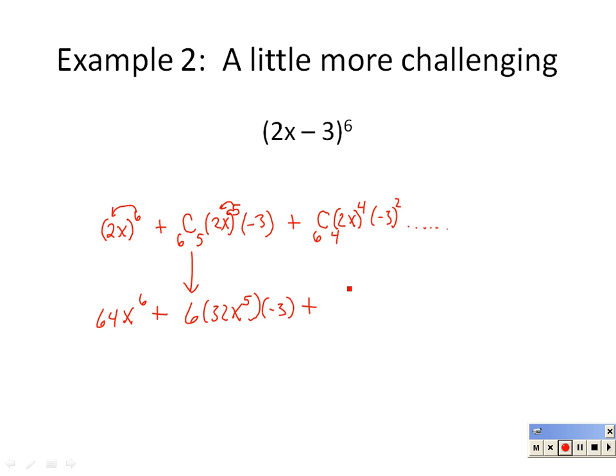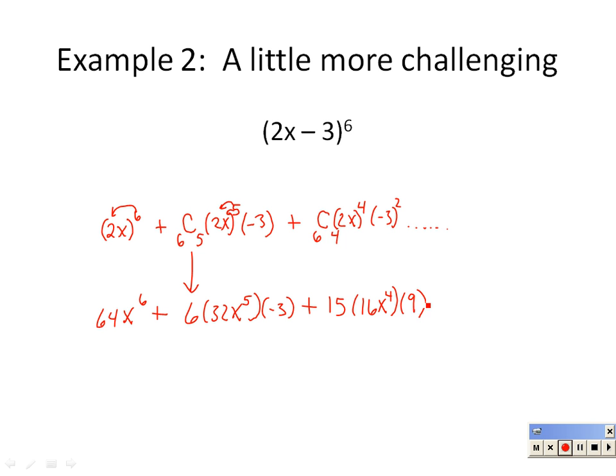Next, we have a combination of 6 and 4. I believe that's going to be 15. And then we have 2x to the 4th, which is going to be 16x to the 4th. And then we have negative 3 squared, which is 9. Now I want you to notice something here. In our second term, the negative is present, so that's going to make this whole term become negative. But here, the power of 2 caused that 3 to become a positive.